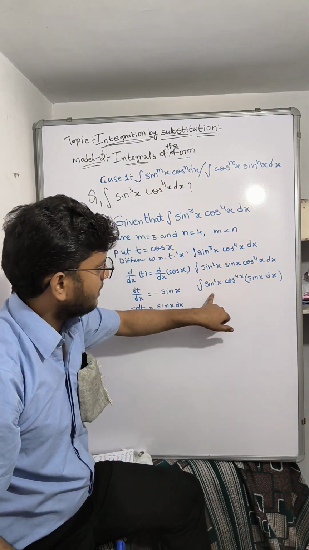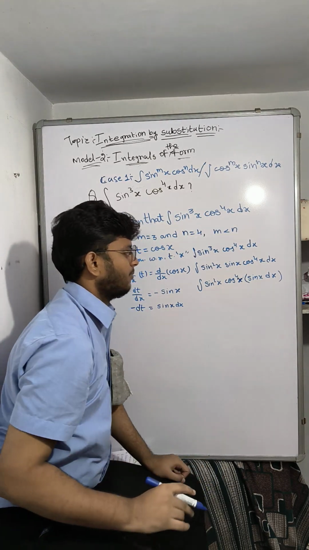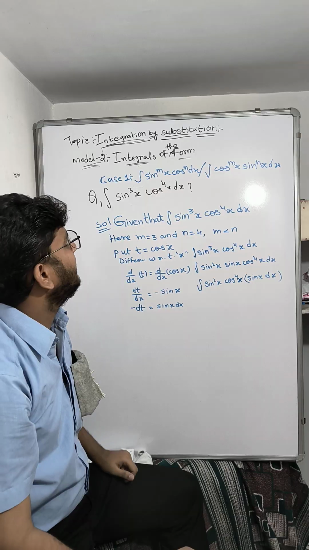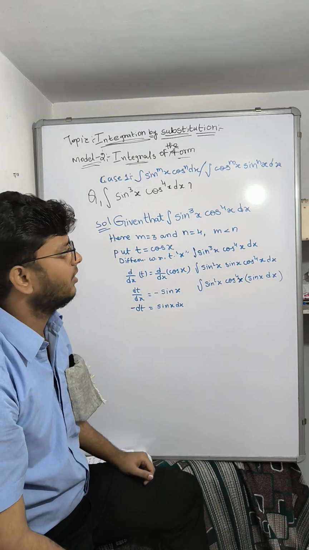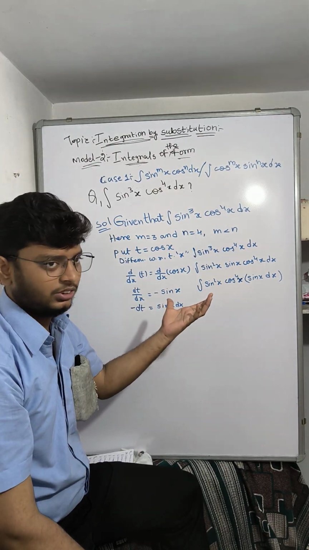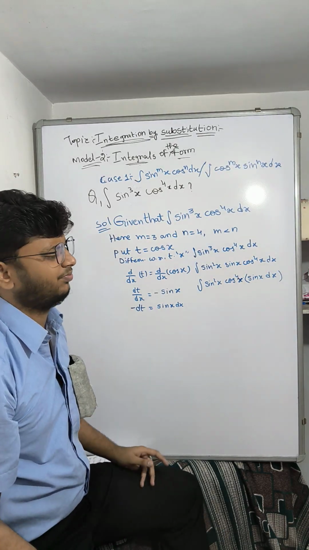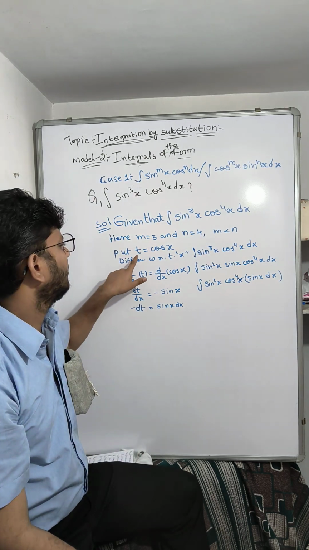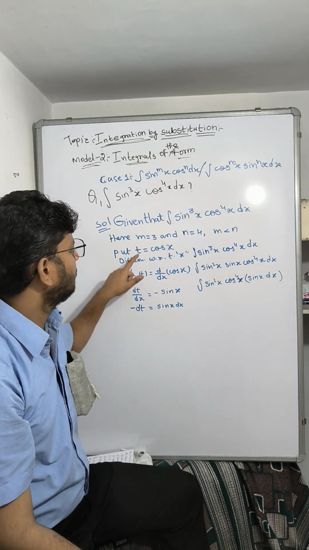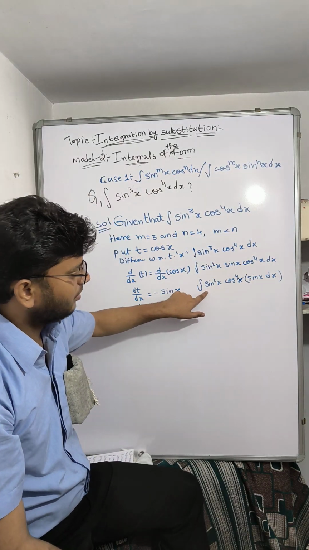This one is in the x terms. What is the name of this topic? Integration by substitution we are doing. We are considering one function as t or z or anything you can consider. Let t equal cos x. Then it will become t.